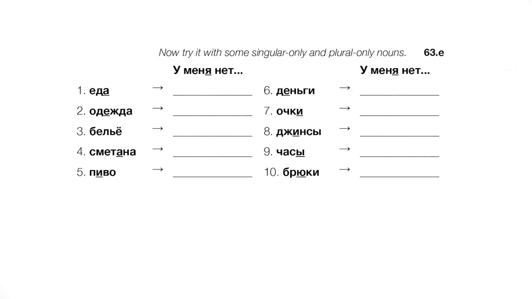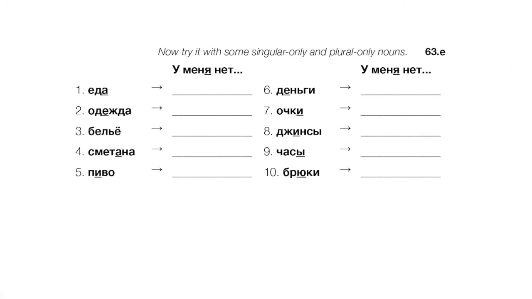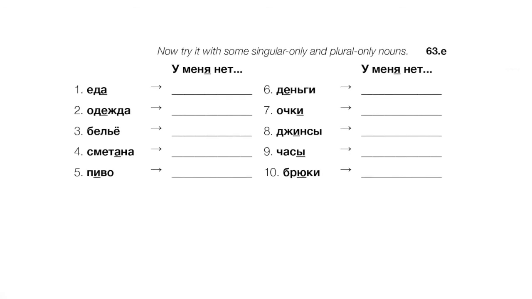Okay, now let's try out a few singular only and plural only nouns. So number 1, food, right? That's going to be singular only in Russian, meaning it's just only used in the singular. You have a lot of food, you have no food, but we don't say foods in Russian. У меня нет еды, right? Genitive singular, I have no food.